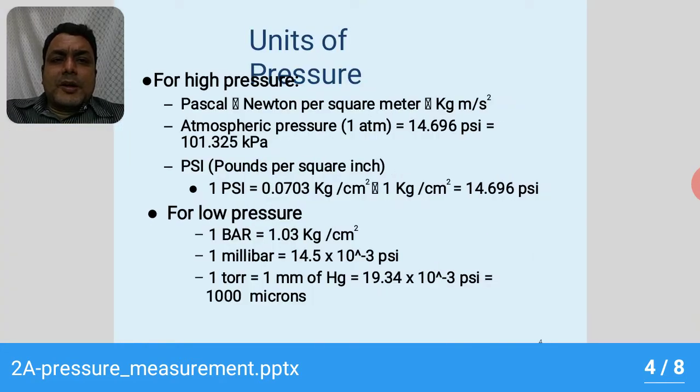So these are nothing but units of pressure. That means for high pressures we use pascals. Atmospheric pressure is 14.696 psi. Again we use pounds per square inch. For low pressure we use millibar, torr, millimeters of mercury, bar. So these are nothing but different units of pressure.